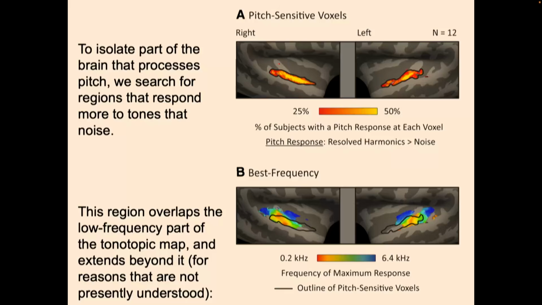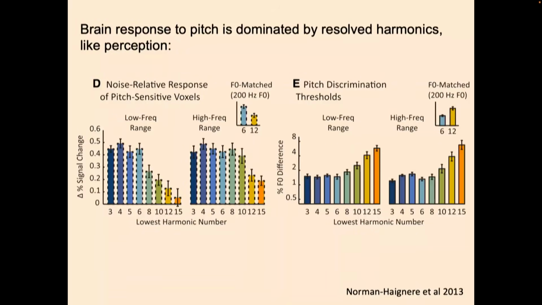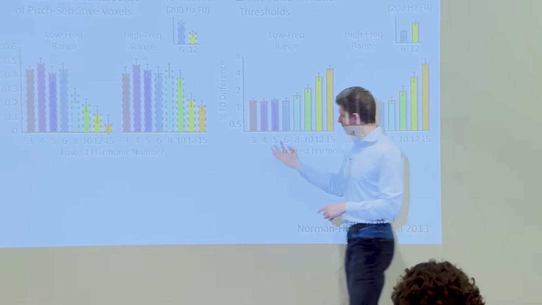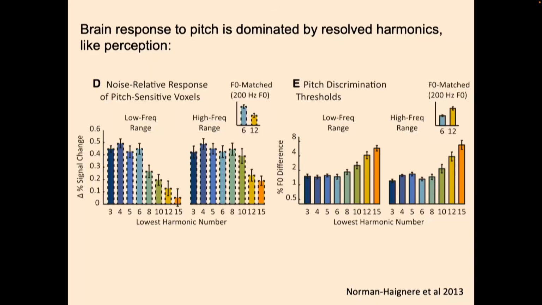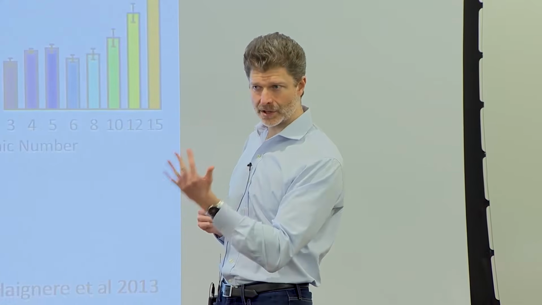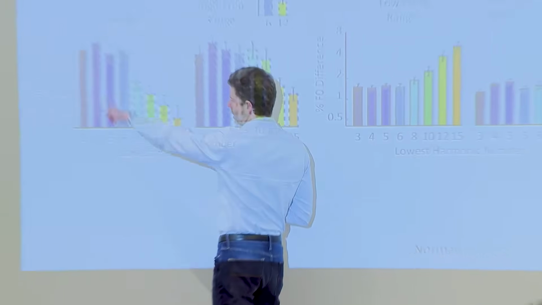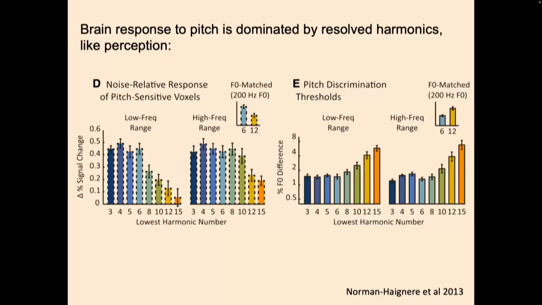All right, so what is the evidence that this thing is actually involved in pitch perception? Well, I just told you about how pitch perception seems to be dominated by low-numbered harmonics, in the sense that your discrimination thresholds are best, they're lowest, when the stimulus contains low-numbered harmonics. Okay? And so it turns out that if you measure the response of this brain region as a function of the harmonic composition of tones that people are listening to, the response is largest when the tones contain low-numbered harmonics.